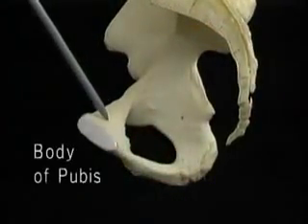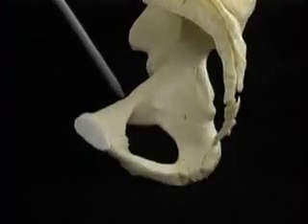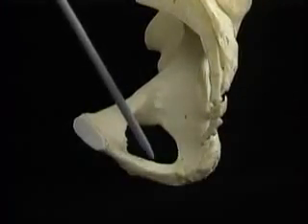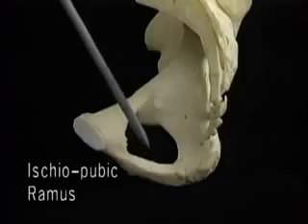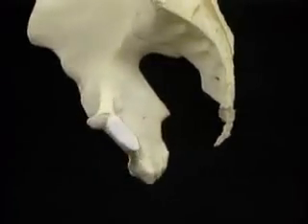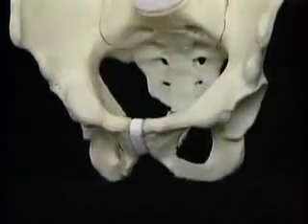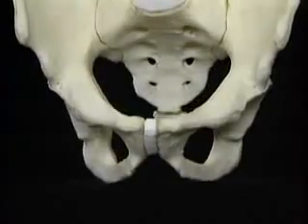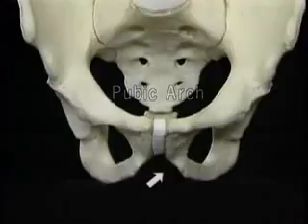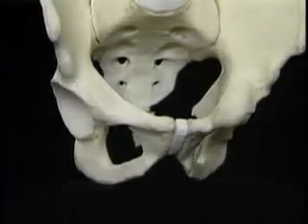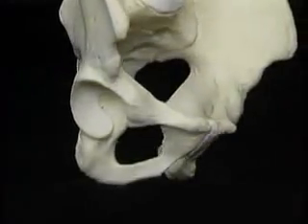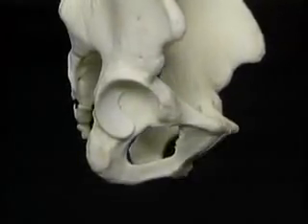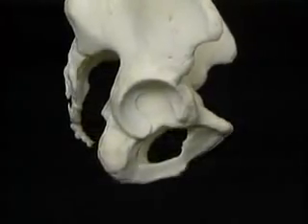This is the body of the pubis. The part of the hip bone below the obturator foramen is the ischiopubic ramus. The two ischiopubic rami, meeting in front at the pubic symphysis, form the pubic arch. When seen from the side, the ischiopubic rami slope backward and downwards toward the ischial tuberosities.